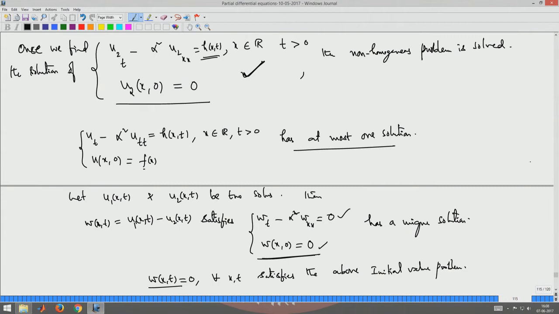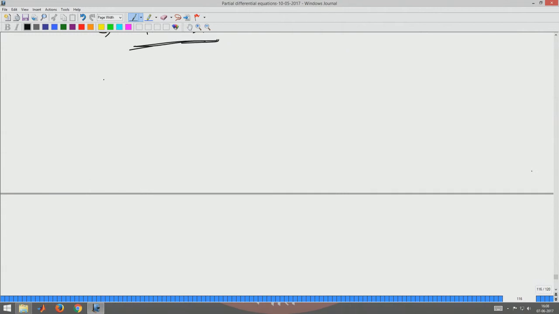So, let me construct something similar. Consider du by dt. Let us call this not u, but some other function, y of x, where y is the dependent variable and x is the independent variable. Now, consider this linear equation dy by dx minus a times y, where a is a constant, equal to a non-homogeneous term, that is h of x.